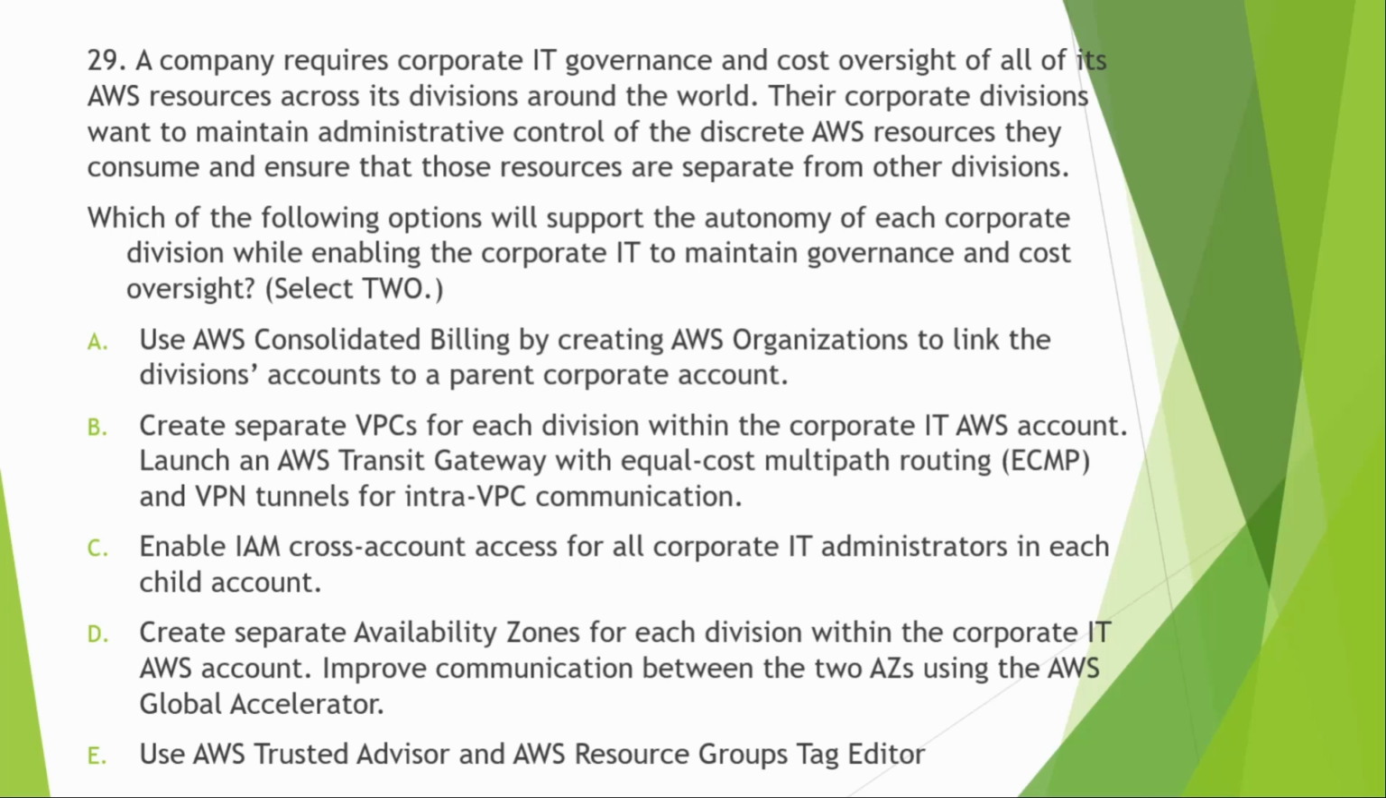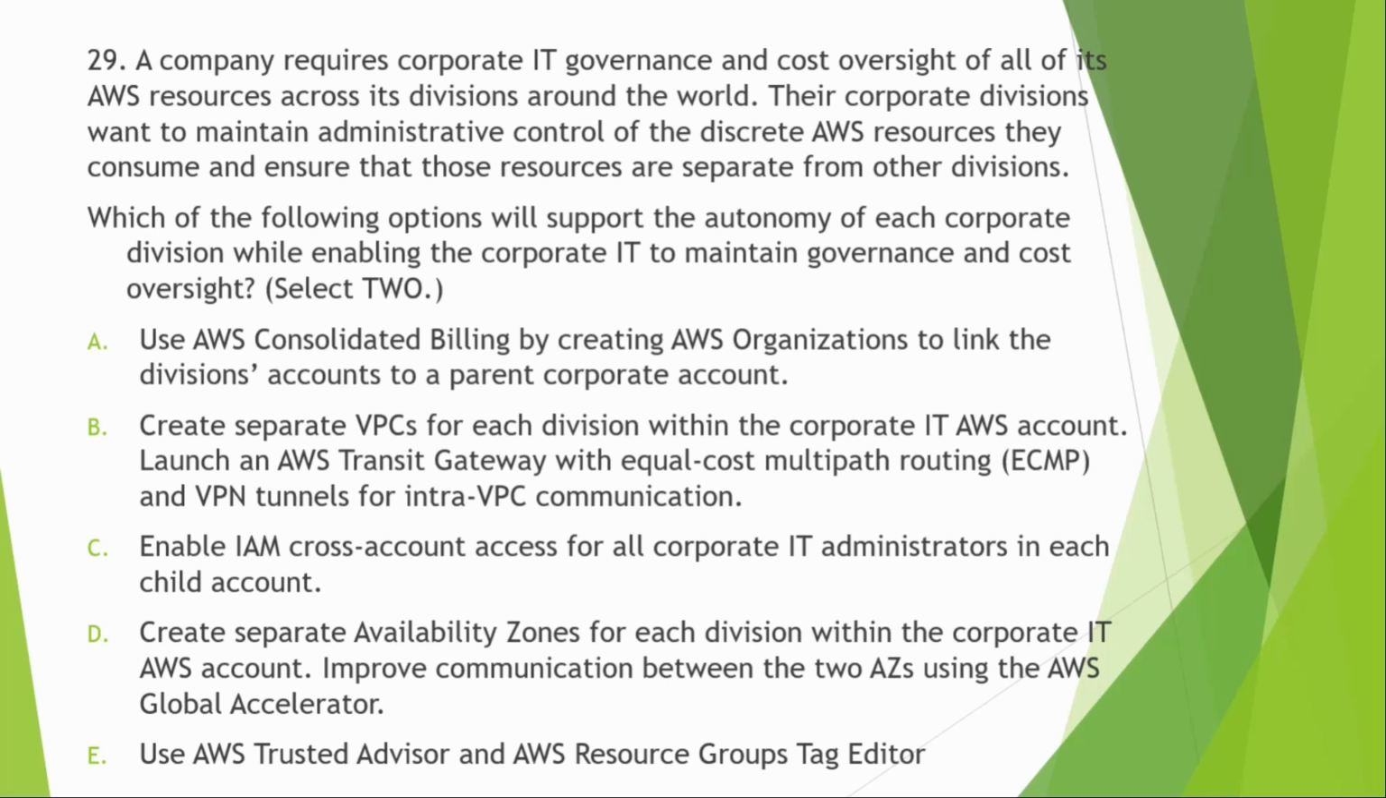Okay, so the combined use of IAM and consolidated billing will support the autonomy of each corporate division while enabling corporate IT to maintain their governance and cost oversight. So the correct answers are: use consolidated billing by creating AWS Organizations to link the divisions' accounts to a parent corporate account, and enable IAM cross account access for all the corporate IT administrators in each child account.